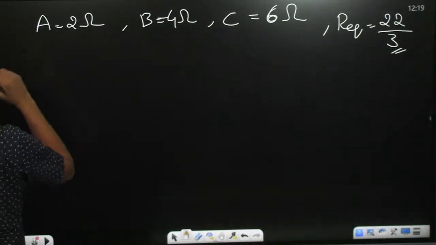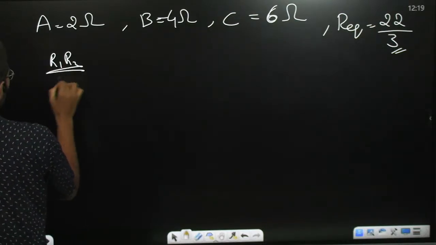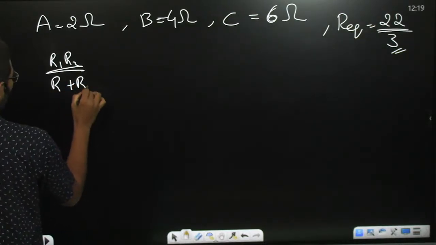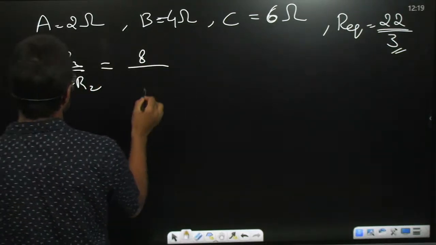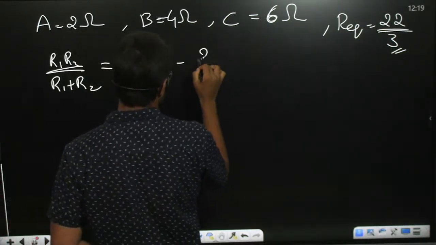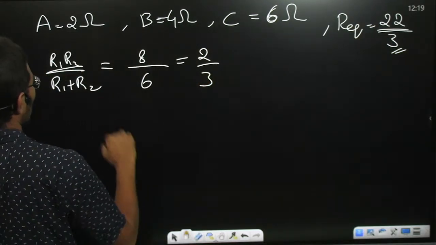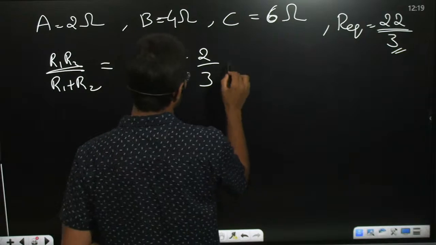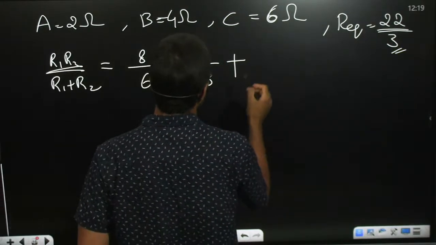Let's try to check for A and B. So R1 R2 by R1 plus R2. So 4 times 2 is 8, 8 by 4 plus 2, 6. That is 4 by 3. So we are getting the denominator here. So let's try to add. No one can do this instantly, it's a skill actually. With practice you get it.